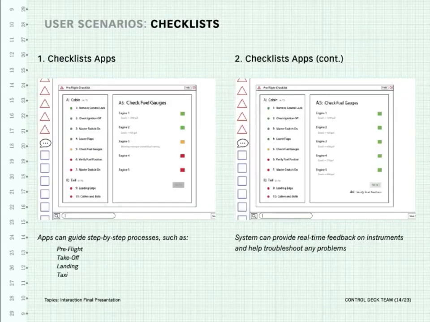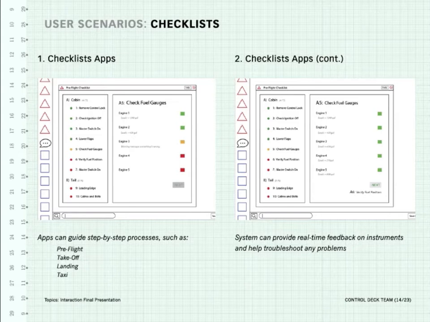The third scenario is the checklist apps. The apps can guide step-by-step processes such as the pre-flight, takeoff, landing, and taxi. Click on the triangle shape on the dock to bring up the pre-flight checklist. The guided steps of the pre-flight app window will show up and the pilot can check to see if everything is ready to go. The green light means it's ready and there is no problem.